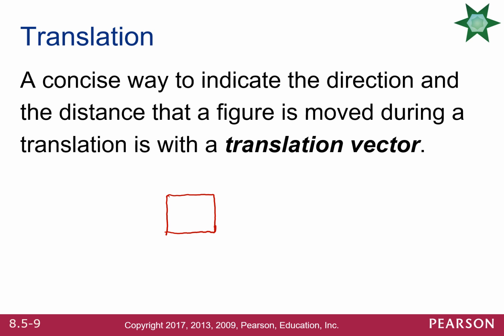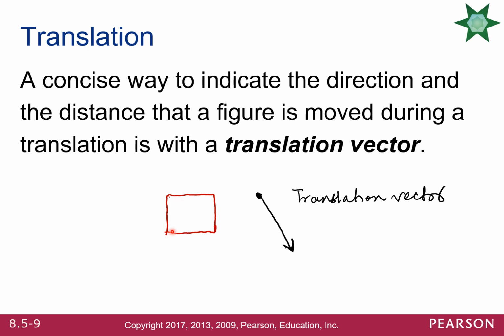So we can use a translation vector which is along the same horizontal line, and then we can draw an arrow from that starting point over here, somewhere here. So this is the translation vector. This arrow is what's called the translation vector, and this vector is showing that move it so many units to the right and then so many units down.